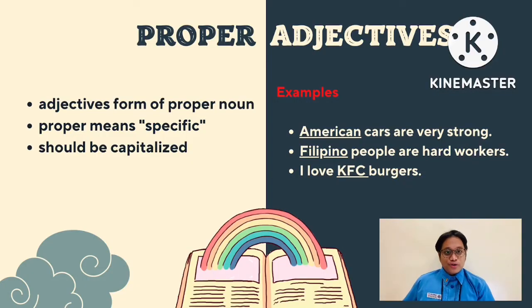Okay, so let us now proceed to the third kind of adjectives. We have the proper adjectives. So proper adjectives are adjectives formed from a proper noun. So this kind of adjective is formed by a proper noun.